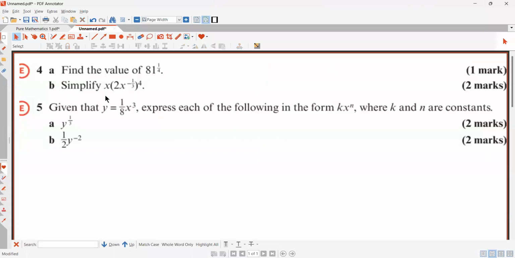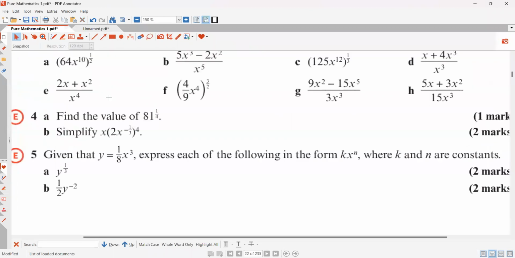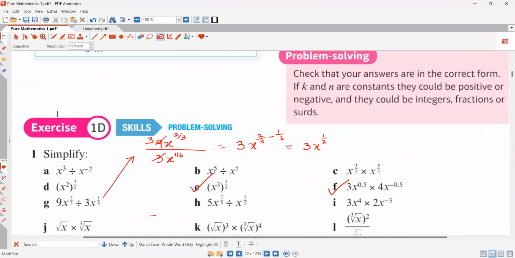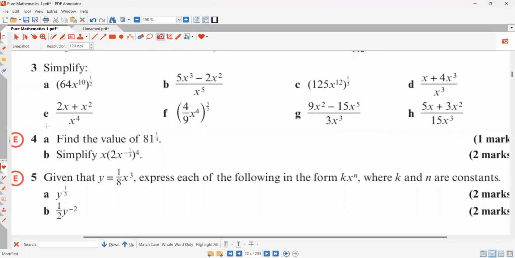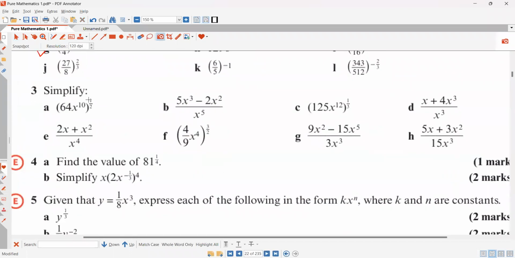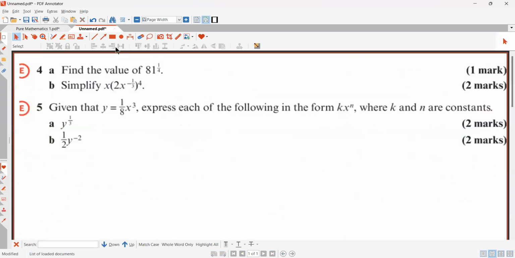So we are doing this sum now. Question number 4 and question number 5 from exercise 1D. I kind of skipped 3 by the way, but it's okay, you could do B anyway. Let me do 4 over here. Part A should be easy. Question number 4A.